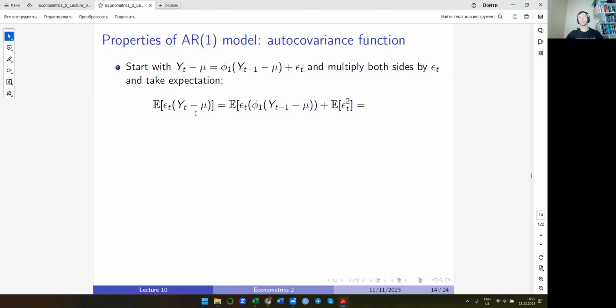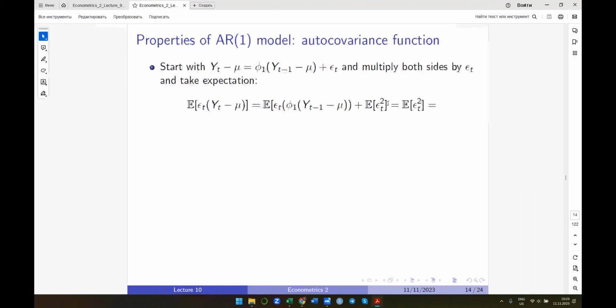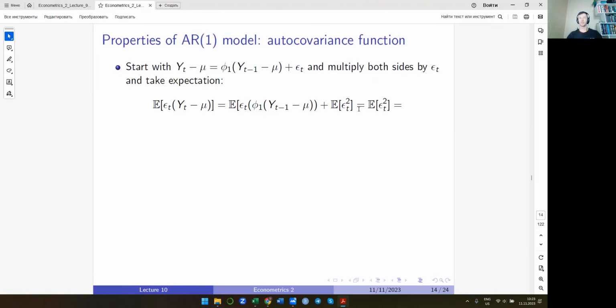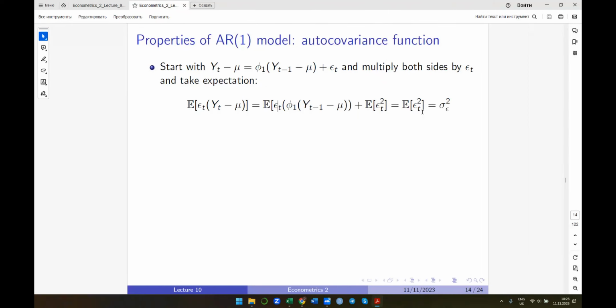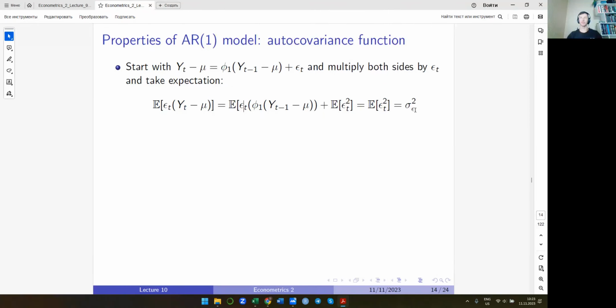So what is the trick here? The trick is that on the left hand side, the expectation of this part is 0. So epsilon t is not correlated with the past observation, so this expectation is 0. This expectation is just epsilon t squared, which is the variance of epsilon, sigma squared epsilon.